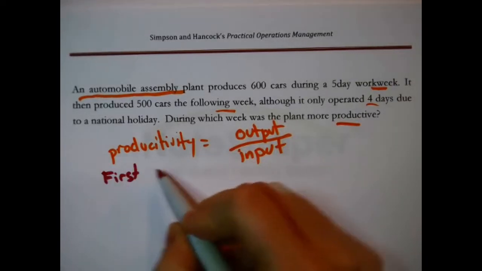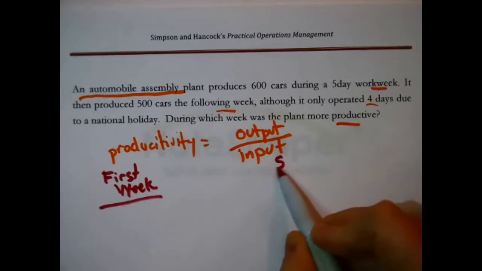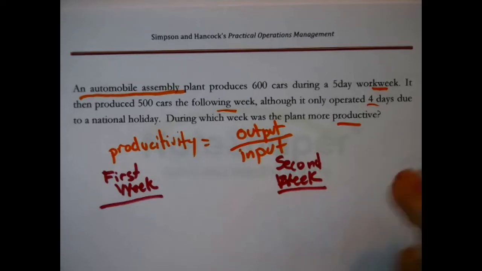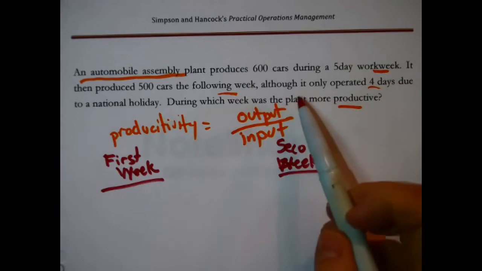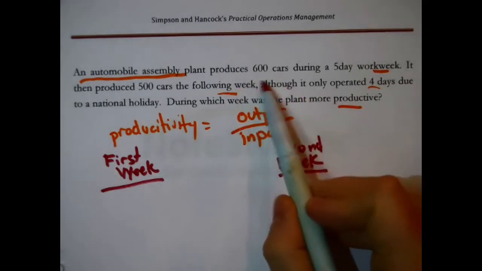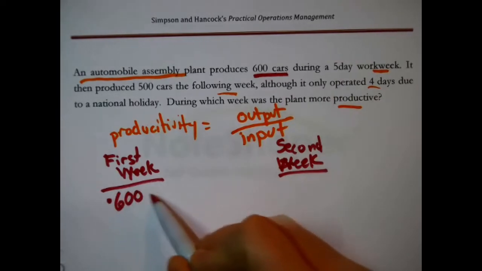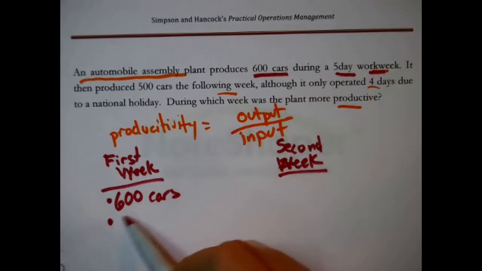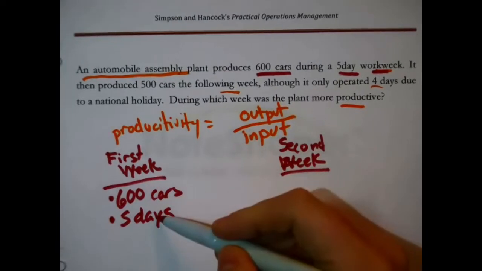Let's see, there's this first week, and then there's the next week, or I'm just writing the second week. Now what am I doing here? I just want to set up the information we're already given, but more in a column format instead of sentences. Okay, that plant produced 600 cars during the 5-day work week. So that first week, I'm just listing facts I was given about that particular week.